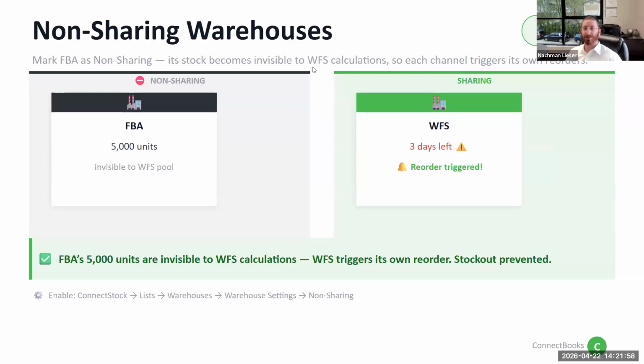Now, what we have set up is something called non-sharing warehouses. So a non-sharing warehouse, basically what's going to happen is it's set up on an individual warehouse. And the idea really is that you separate each warehouse, that it shouldn't share inventory with a different warehouse.